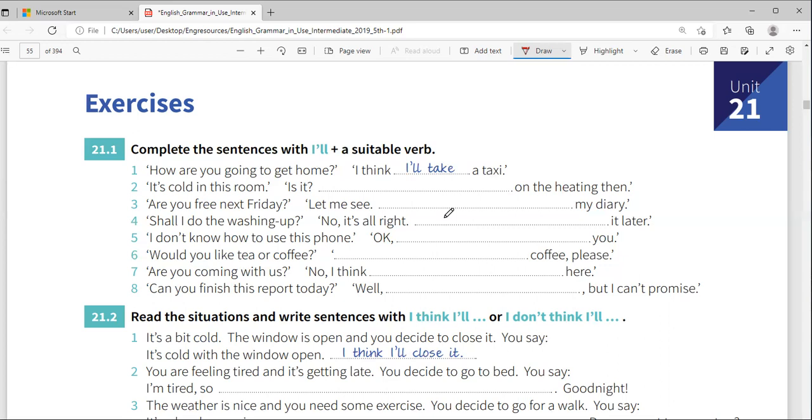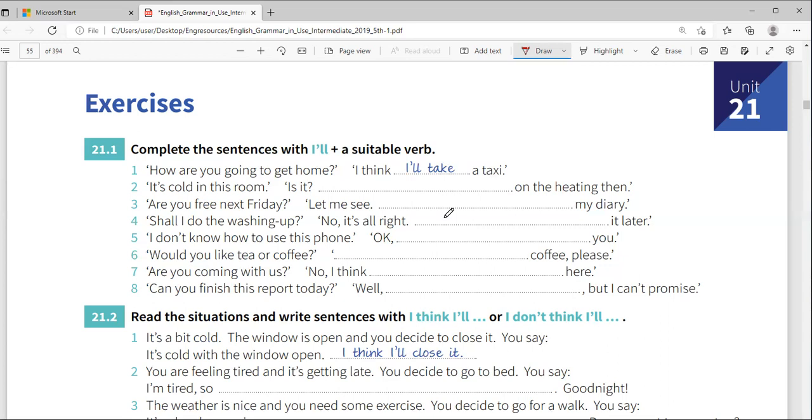Use I will plus a suitable verb. Okay, I will look at my diary. Let me see. I will look at my diary. I will also check. I will check my diary.